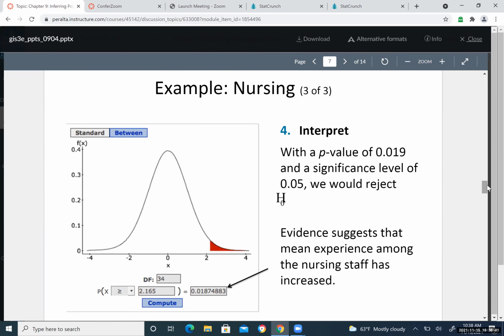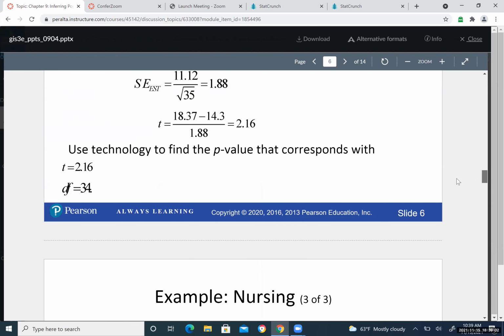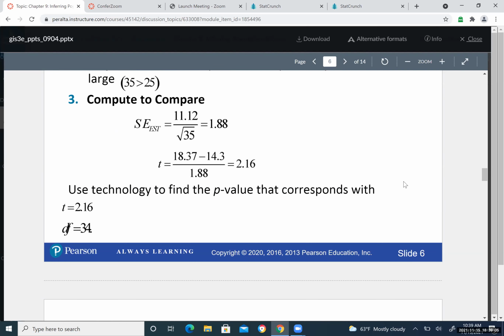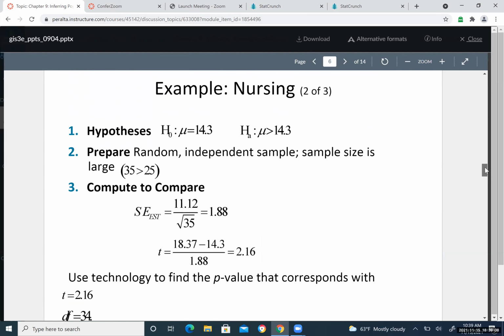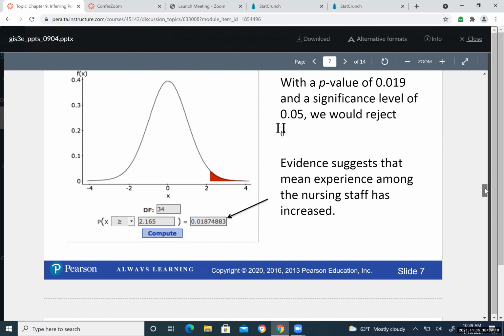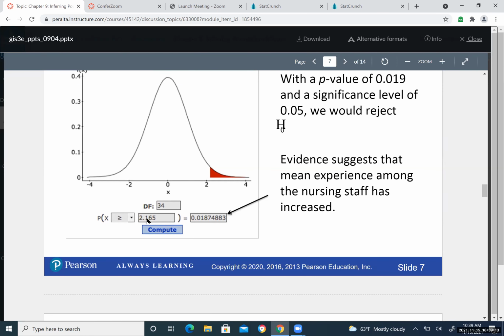And to interpret the p-value, so to find the p-value, what do they do? They run StatCrunch, because we computed the degree of freedom as 34, and we computed 2.165 as the result of T, right? 2.16. You plug it in here to find the value for P.